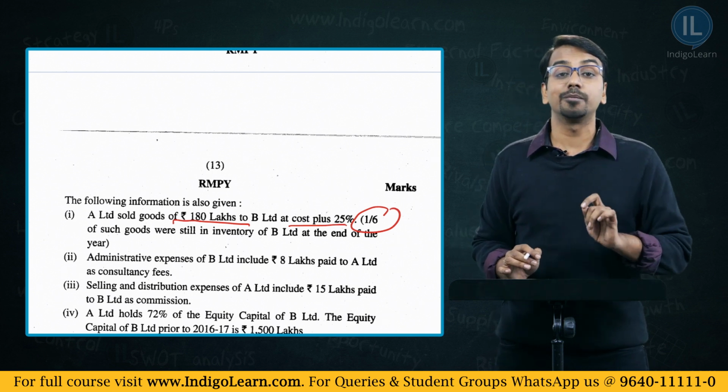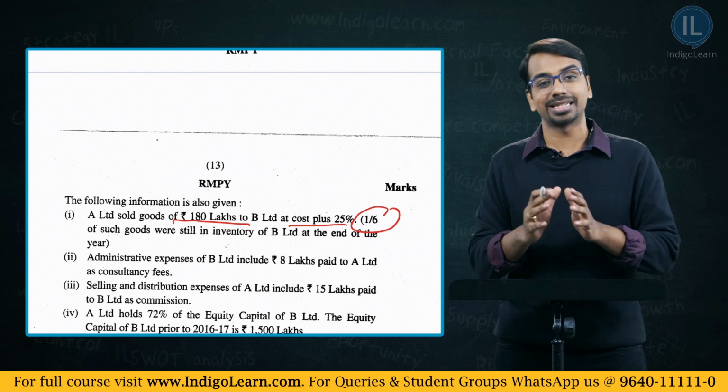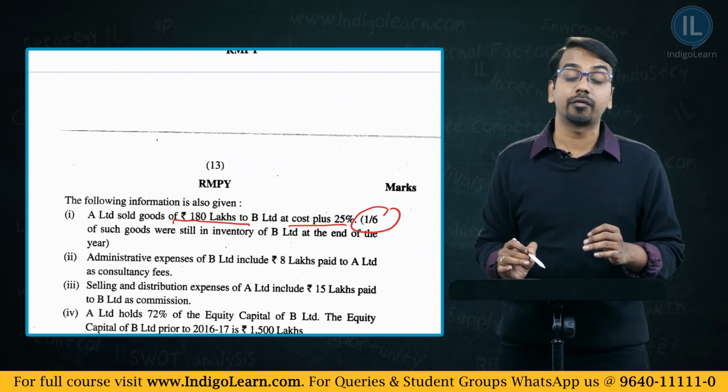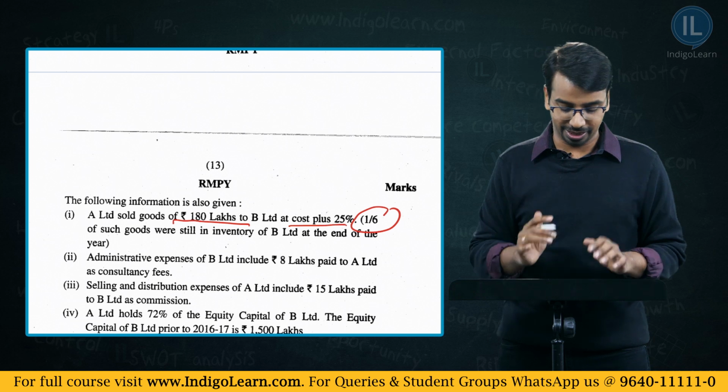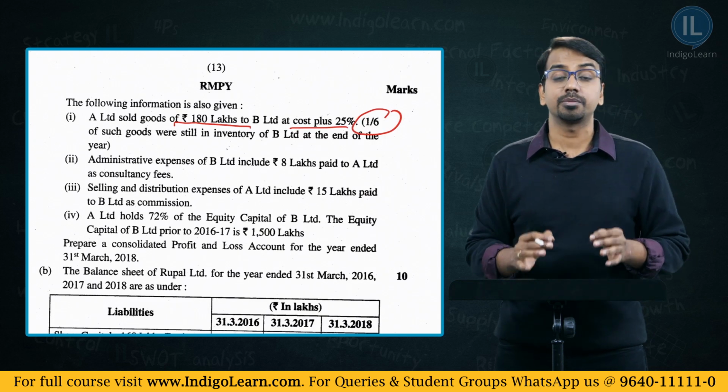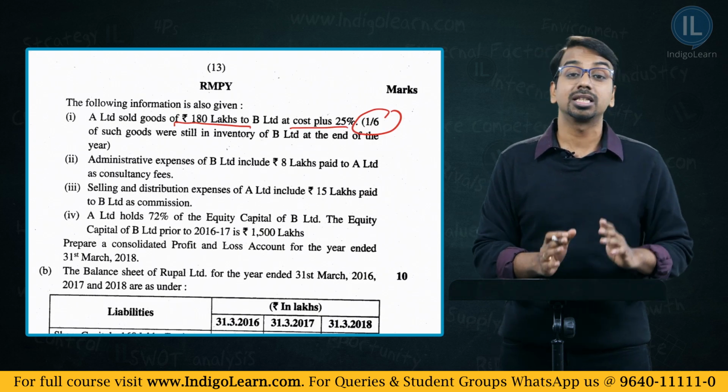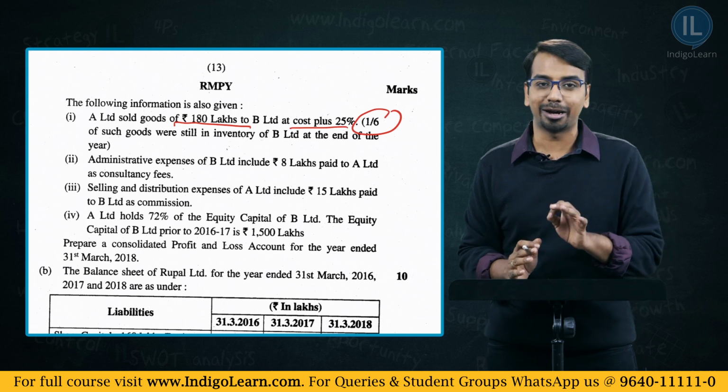So the subsidiary company still holds those goods as its inventory. So this portion of profit which is unrealized, that must be eliminated, which must be adjusted. And the others were very straightforward adjustments which you could have done and arrived at the consolidated profit and loss account.